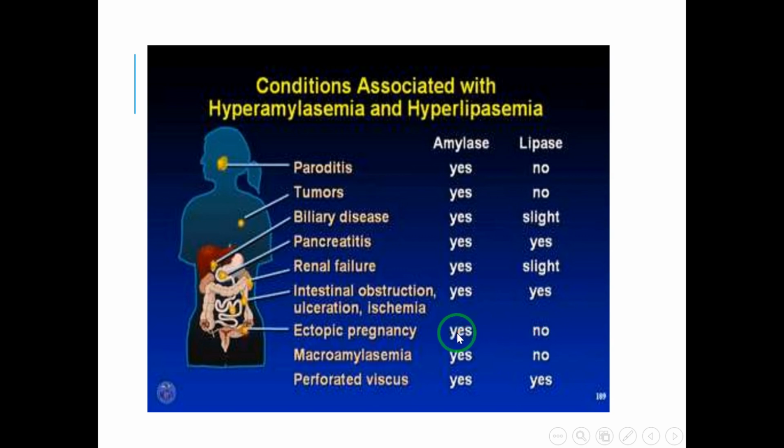Why? Because lipase is not found in the ovary, while the amylase is found in the ovary. In case of macroamylasaemia, the amylase increases while the lipase is not increased. So generally, when we measure amylase with another marker, we increase the specificity of the diagnosis.